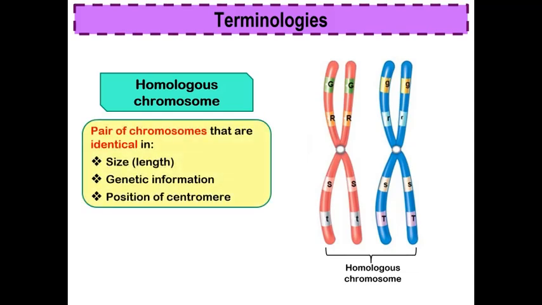A homologous chromosome is a pair of chromosomes that are identical in three aspects. First is size, second is genetic information. From this diagram, we can see these two chromosomes have four same genes represented by alleles G, R, S, and T. The third one is the same in terms of position of the centromere. So we can see here, the centromere of the first chromosome is at the same level as the next chromosome.